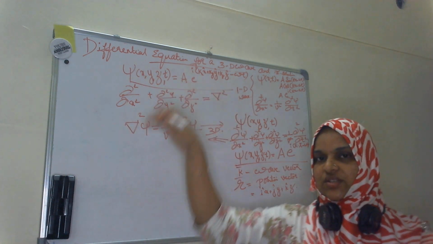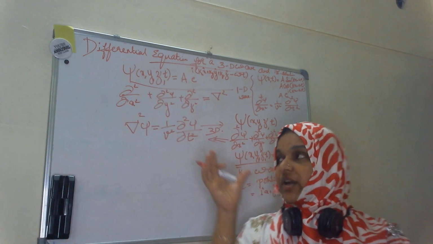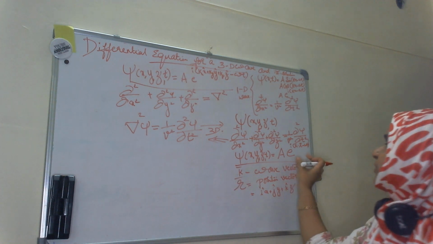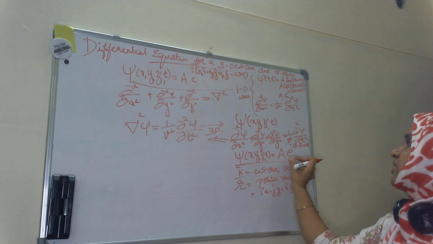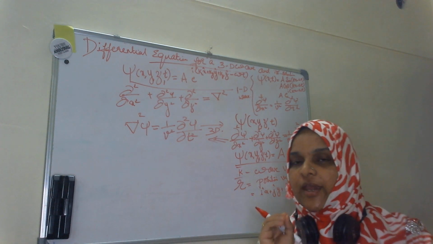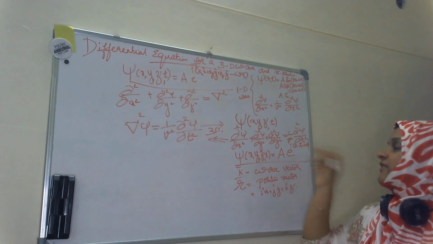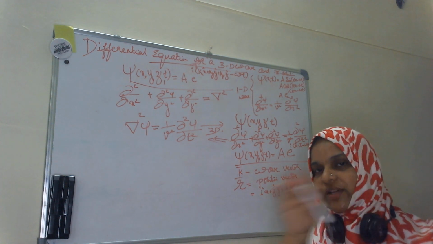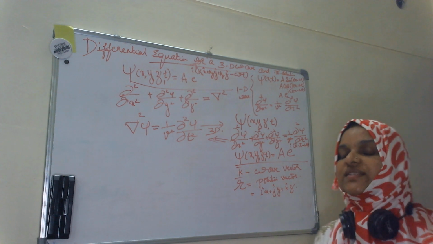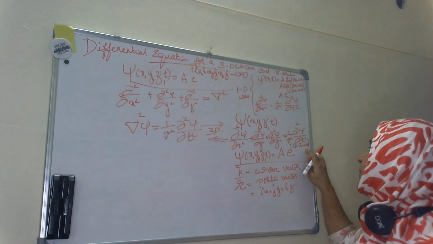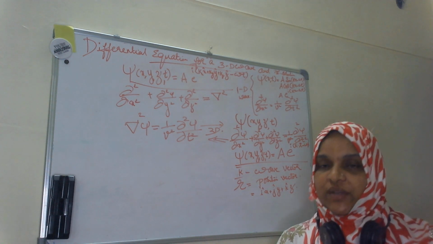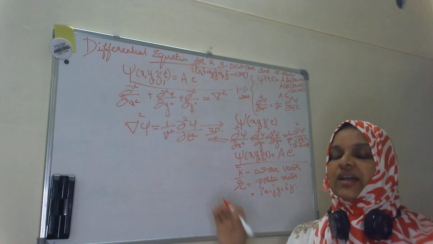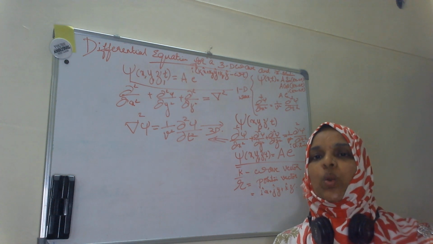This equation can also be considered as a three-dimensional wave equation, which will have a solution of the form psi of x, y, z equal to A e raised to i(k dot r minus omega t), where vector k is known as the wave vector and its magnitude is known as the propagation constant k, and r is known as the position vector. And omega is the angular frequency and t is the time coordinate. That is the differential equation and solution for a three-dimensional wave.